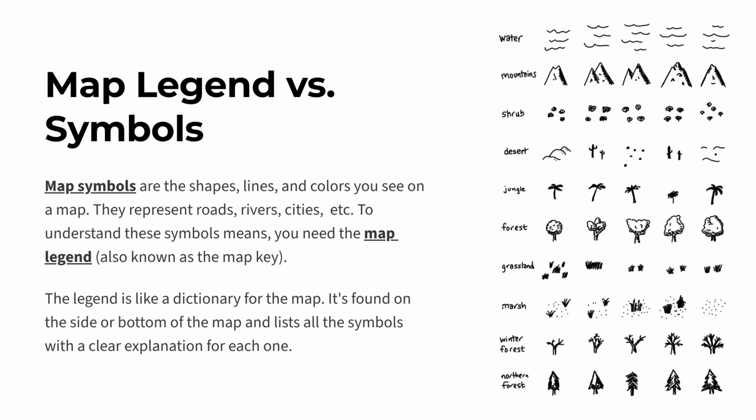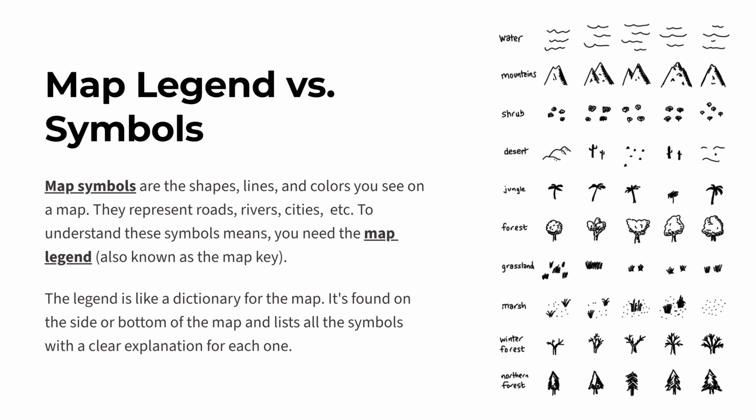But how do you know what each symbol means? That's where the map legend, also called the map key, comes in. The legend is like a dictionary for the map. It's usually found at the bottom or the side of the map, and it explains every symbol one by one. So if you see a symbol you don't understand, just check the legend. It will tell you exactly what it represents.